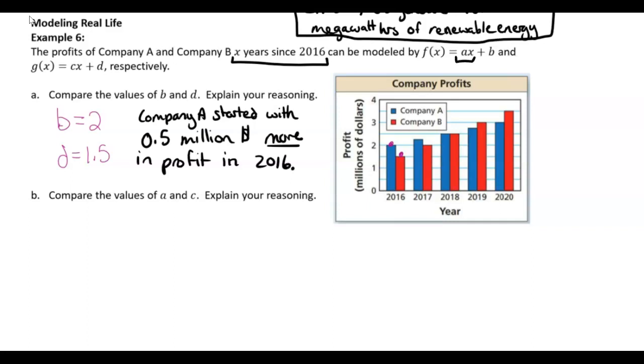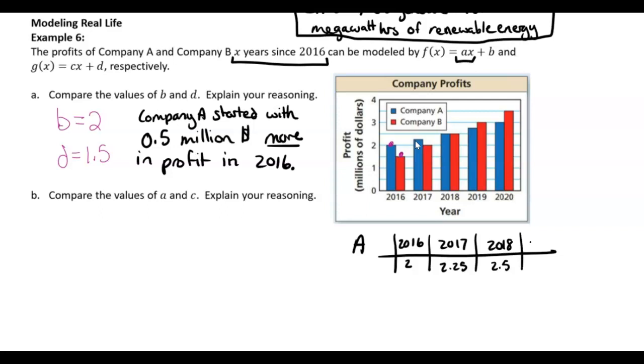So a is the slope of the blue company, Company A. So look at Company A. All right, in 2016, the blue bar was at 2. And 2017, look how high the blue bar is. Okay, keep in mind this is going by halves. So the blue bar is at 2.25. In 2018, look how high the blue bar is. It's at 2.5. 2019, how high it is, it's at 2.75. So you can see what's happening here is it's going up by 0.25.